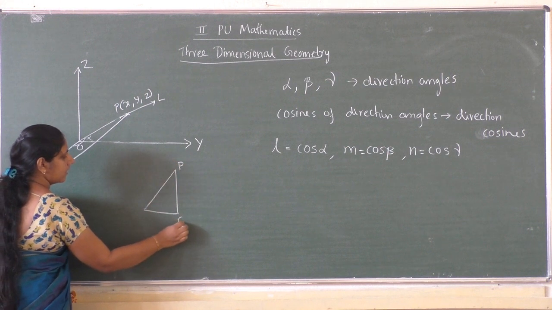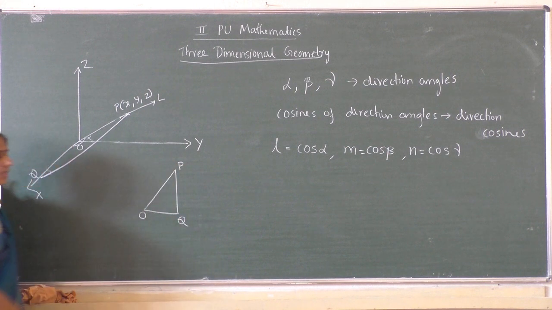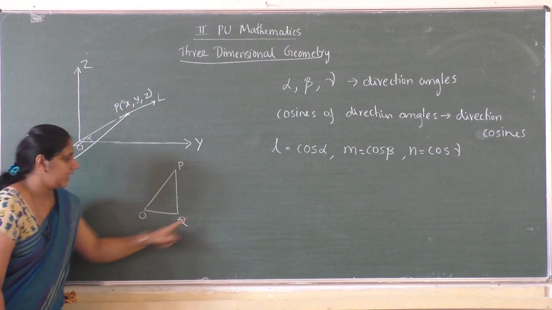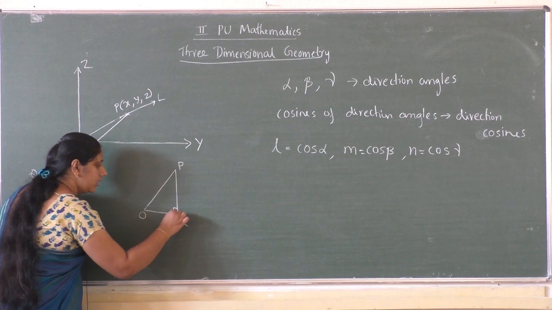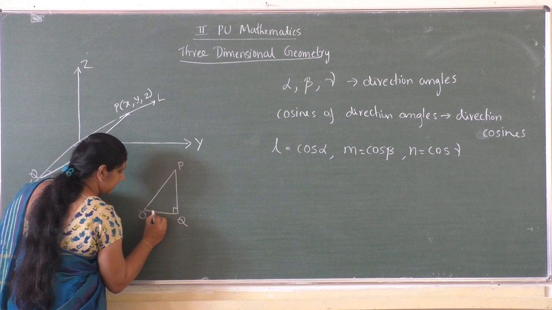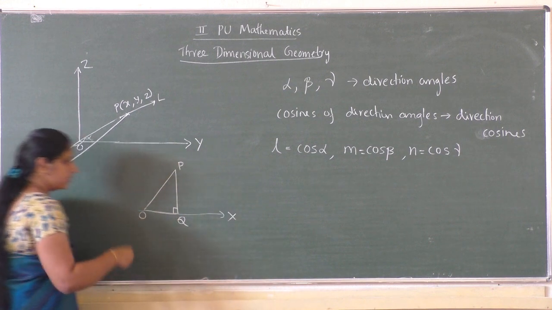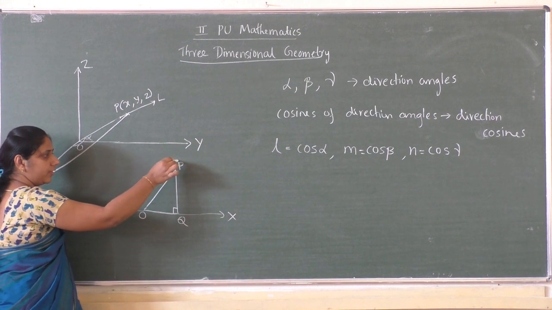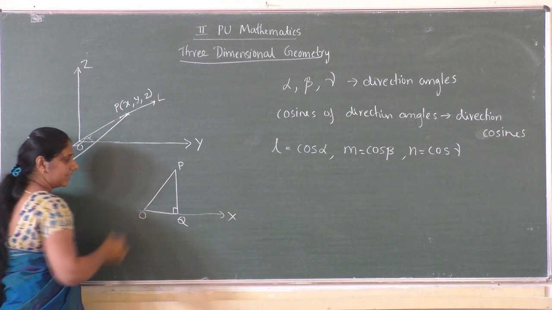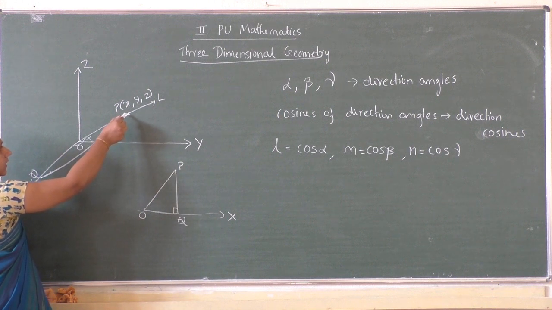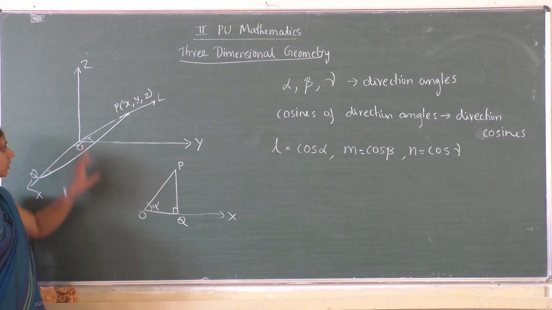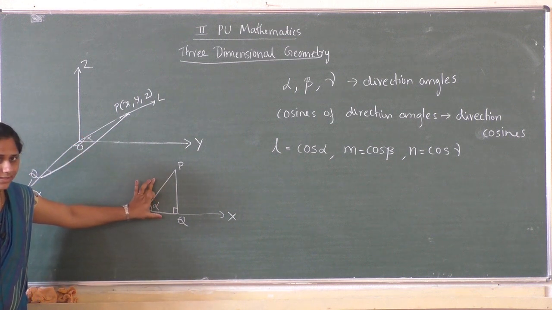This is point P, this is Q and this is O. This OPQ looks like this. Here PQ is perpendicular to the x-axis. So we draw one perpendicular from P to the x-axis, that is PQ. So here PQ is perpendicular to the x-axis, and we have the angle POQ as alpha. So this one looks like this actually.